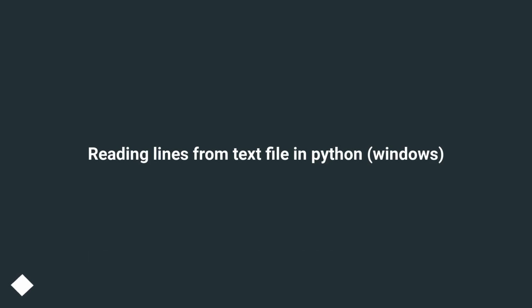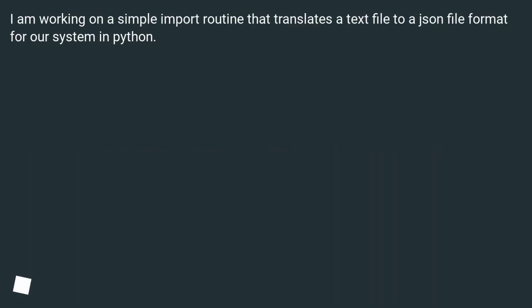Reading lines from a text file in Python, Windows. I am working on a simple import routine that translates a text file to a JSON file format for our system in Python.